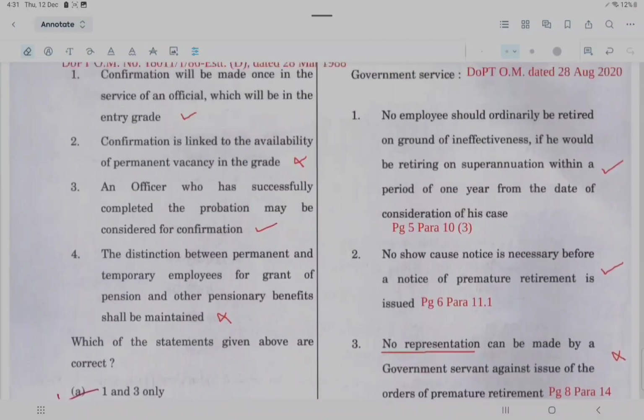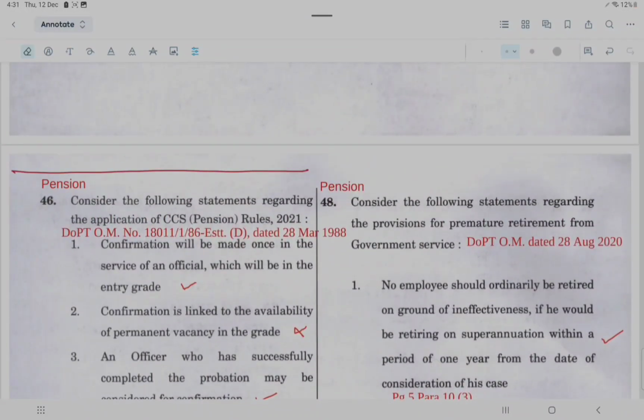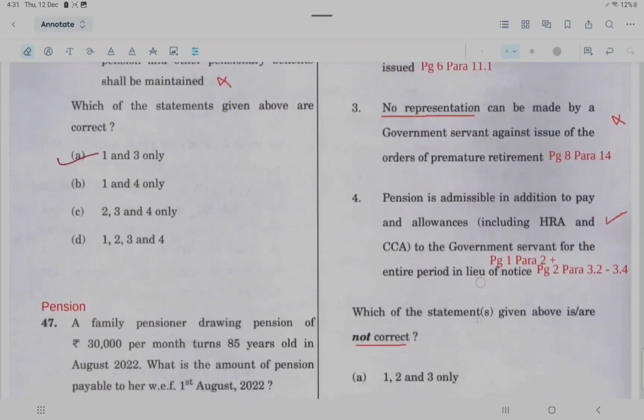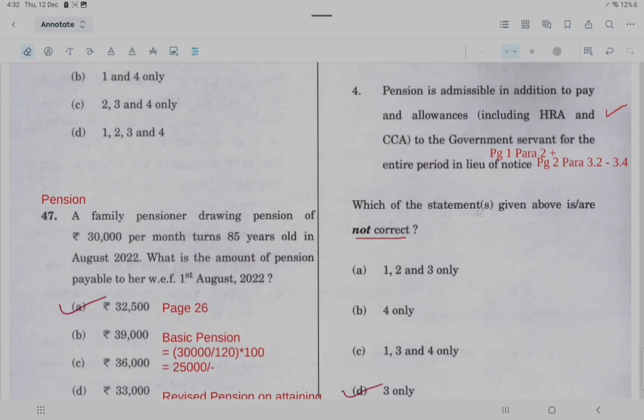Option A is the right answer. Even if you want to read, you can go to this OM and read the details. Next question is 47. Again on pension. A family pensioner drawing pension of rupees 30,000 per month turns 85 years old in August 2022. What is the amount of pension payable to her with effect from August 2022?